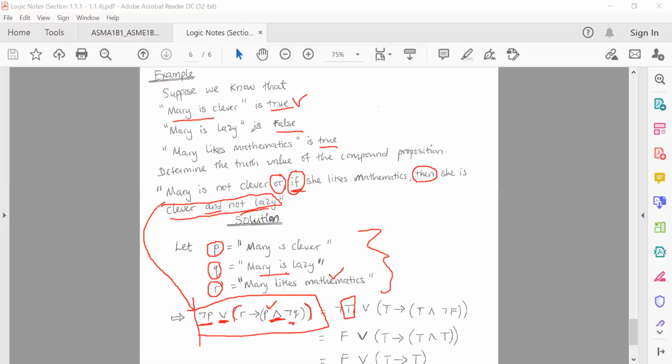Okay, let's see. They say Mary is lazy is false. Remember, Mary is lazy is actually Q. The variable there is Q. So wherever you see Q, you put an F. F there is just for false. You see, they have a false.